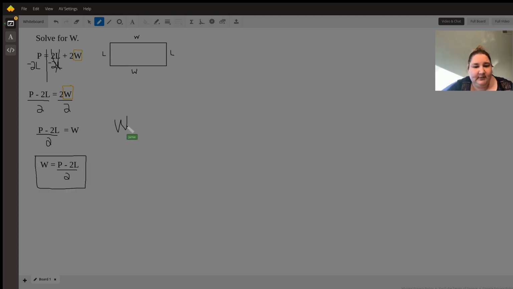It would mean the same thing if you wrote W equals P over 2 minus 2L over 2. And we can simplify this by canceling out those 2's. So we get W equals P over 2 minus L.